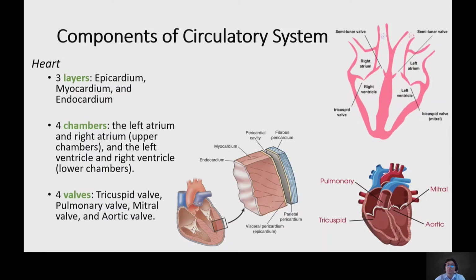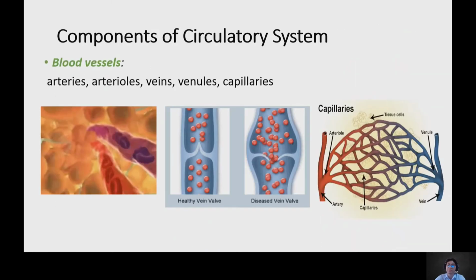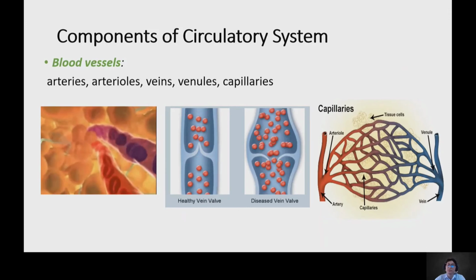So the components of the circulatory system is the heart, which has 3 layers: epicardium, myocardium, and endocardium; 4 chambers: the left atrium, right atrium, left ventricle, right ventricle; and 4 valves: the tricuspid valve, pulmonary valve, mitral valve, and aortic valve. Next is the blood vessels, which consist of arteries, arterioles, veins, venules, and capillaries.